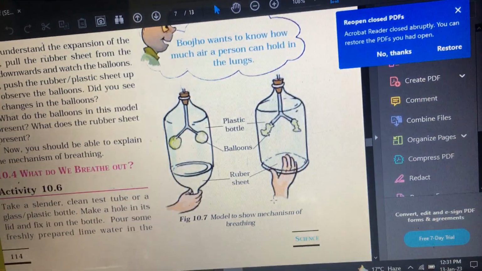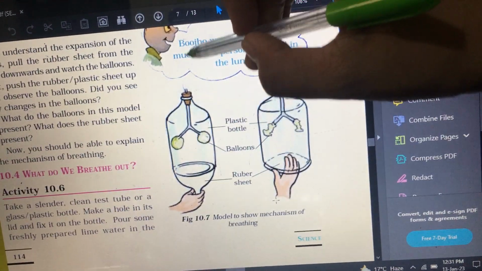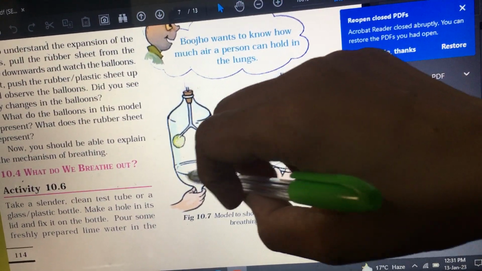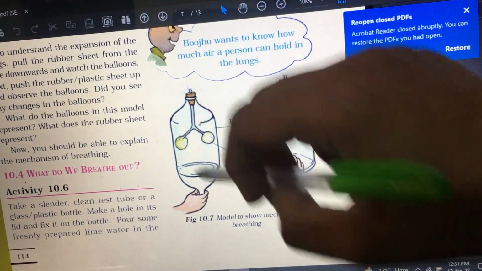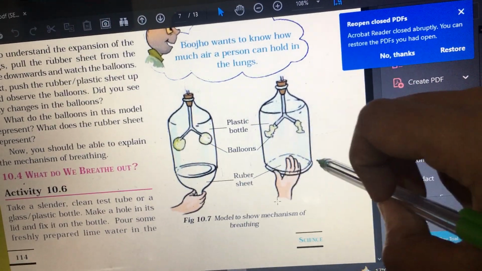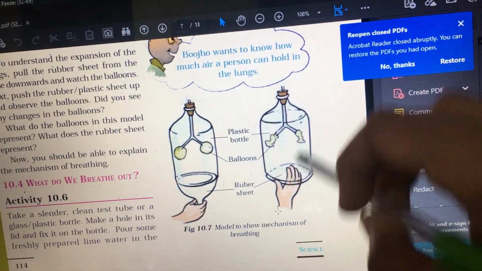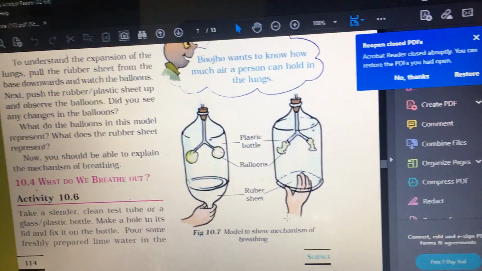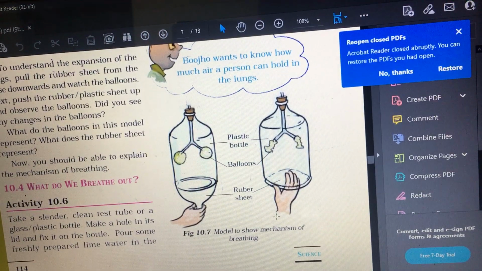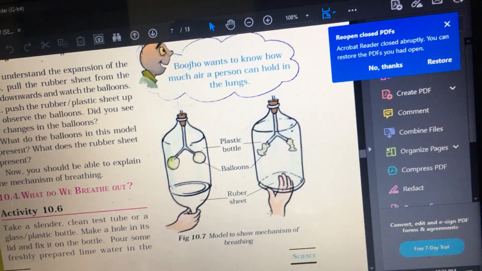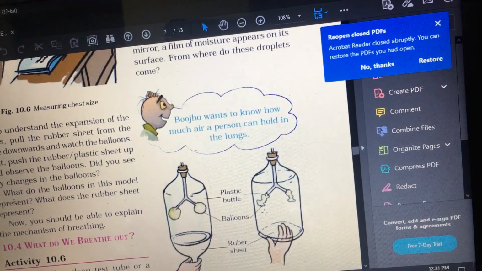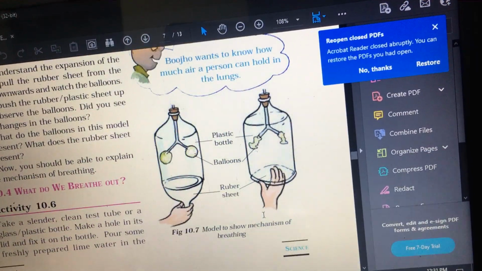And when you exhale, that means this air is getting out. So what is going to happen? The air from here also can come back into the container, and it becomes a straight hollow rubber sheet, okay? So this is how the expansion and the functioning of the diaphragm has been explained with the help of the balloons and the straws, okay?